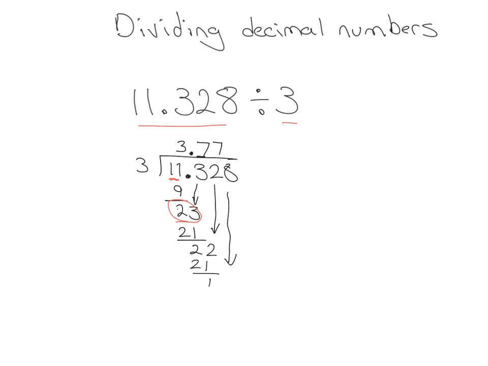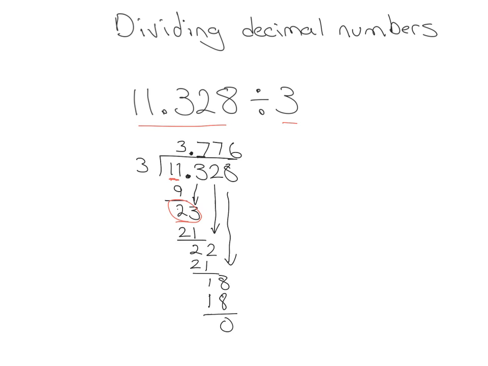Bring down that 8. Last thing we're going to say is we've got 18, we're dividing it into 3 groups, how many are in each group? And the answer to that is 6. 6 times 3, hey, we had 18, we used 18, there's no remainder here.